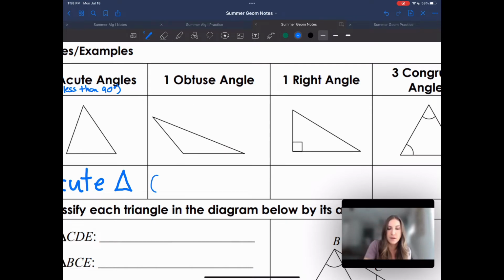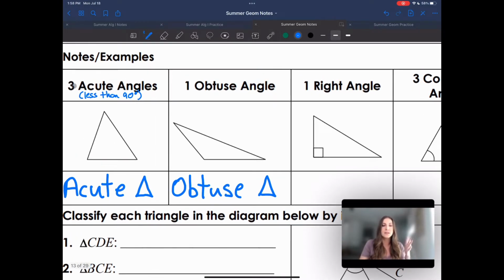We also have something called an obtuse triangle. Let's go ahead and write that here. Let's stay consistent. An obtuse triangle. Now, if you notice the difference over here, this one has to have three acute angles for it to be an acute triangle. This triangle just has to have one obtuse angle, and then it's considered an obtuse triangle. And let's talk about that word obtuse. You may have seen this before. An obtuse angle is one that is greater than 90 degrees.